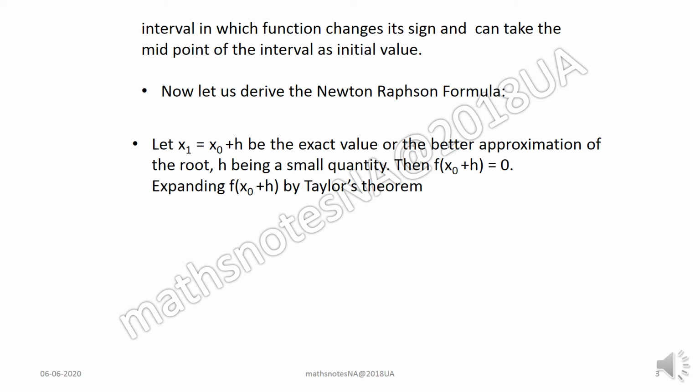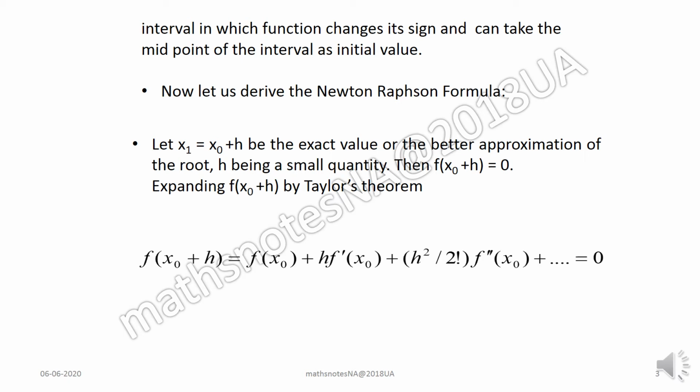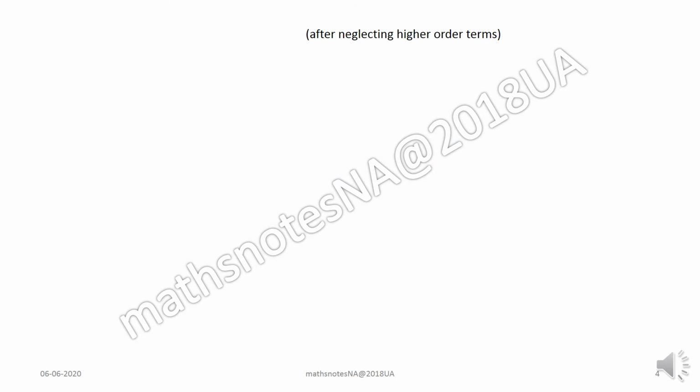Expanding f(x0 plus h) by Taylor's theorem, we have f(x0 plus h) is equal to f(x0) plus h f'(x0) plus h squared upon factorial 2 f''(x0) and so on, is equal to 0. Neglecting higher order terms, we get the first two terms of the right hand side, and these are f(x0) plus h f'(x0) is equal to 0.